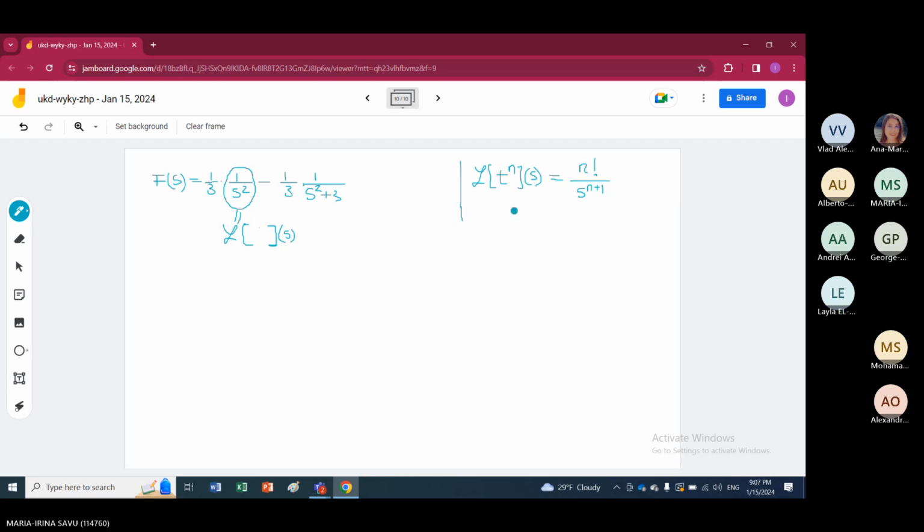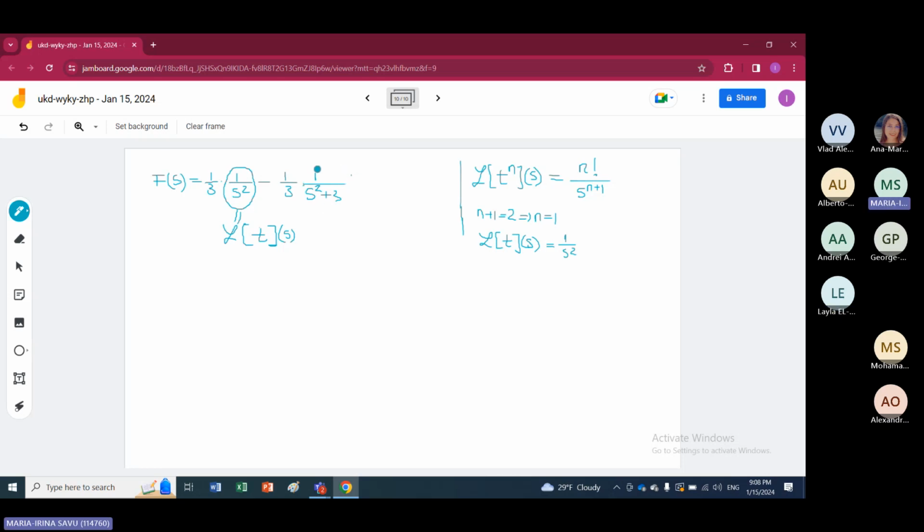Yes. So n plus 1 is 2 from here. So n is 1. So we have that Laplace of t is 1 over s squared. Okay, so this is the Laplace of t.